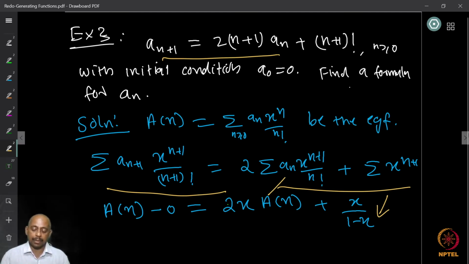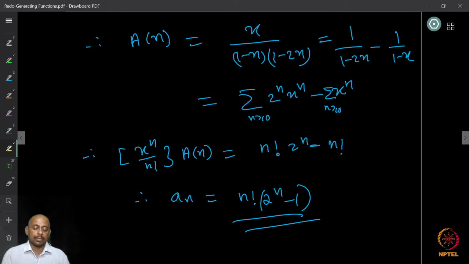So I can divide by 1 minus 2x, giving x by 1 minus x into 1 minus 2x. One can verify that this is actually equal to 1 by 1 minus 2x minus 1 by 1 minus x. It's easy to do this calculation. So I can write it like this, and from this I get summation 2 raised to n x raised to n, and from this one I get summation x raised to n. That is A of x.